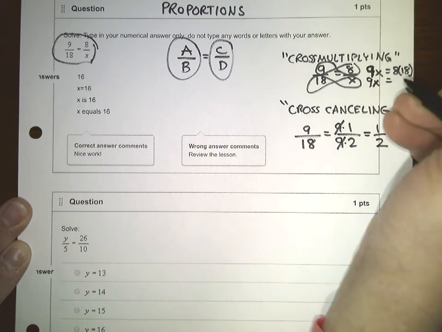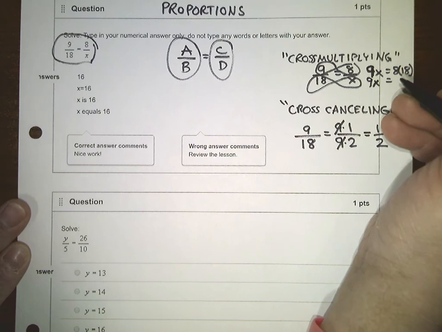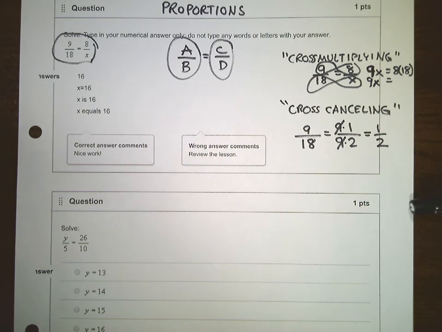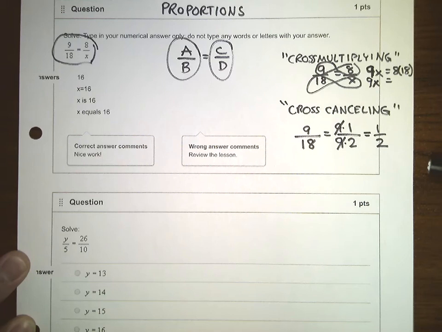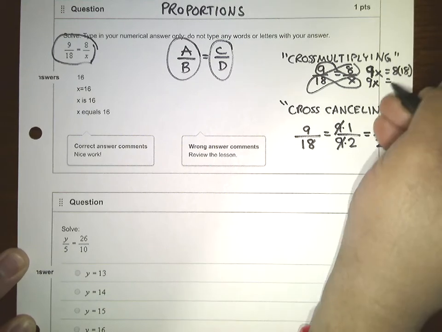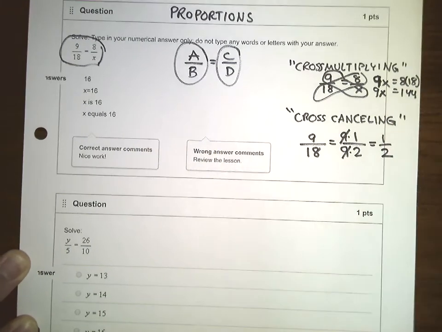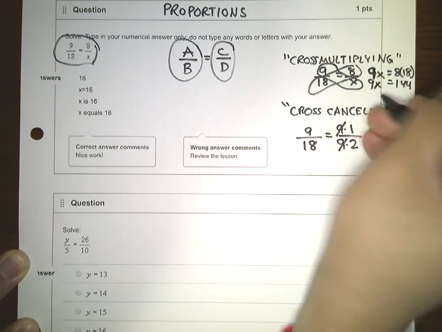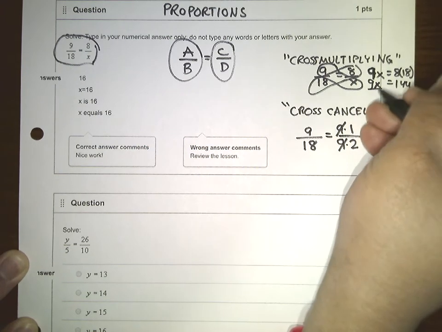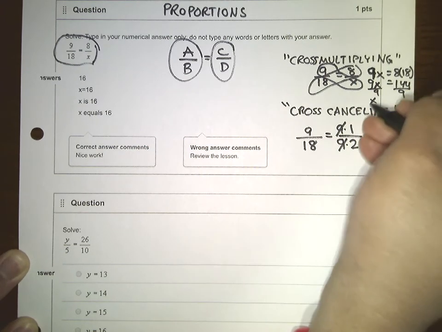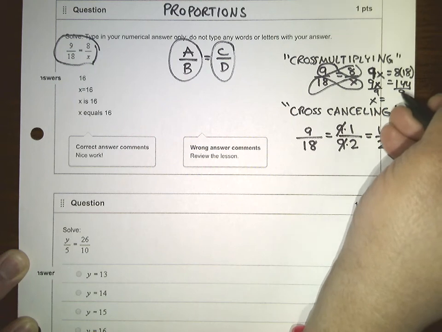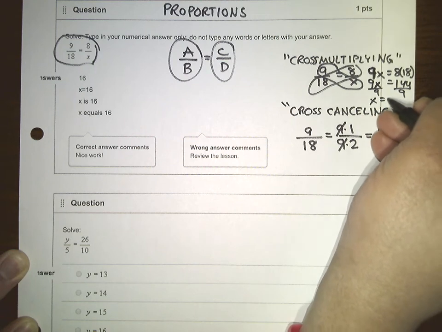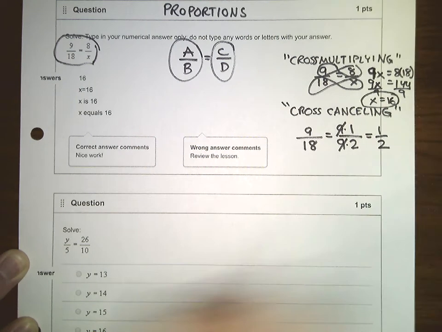So 8 times 18 is going to be, all right, what is that going to be here? Well, that's 144. And then I have 9x equals 144. We've solved basic equations before, so we just divide by 9. So x is 144 over 9, which is equal to 16.